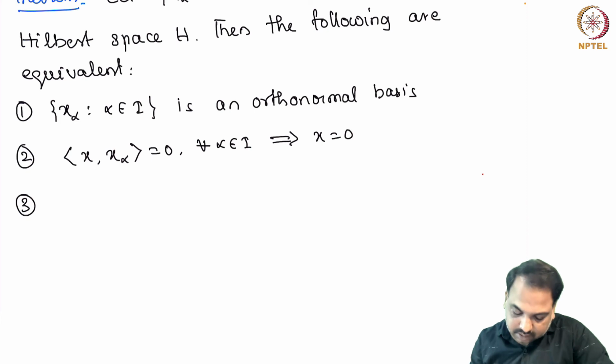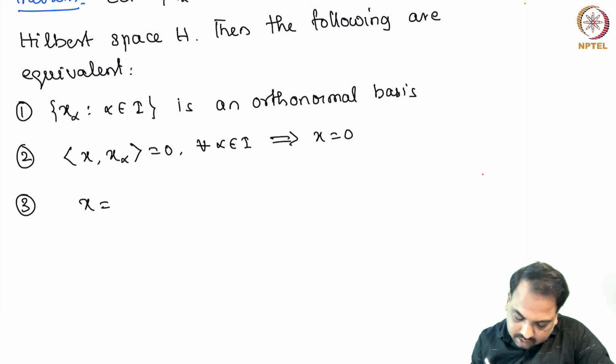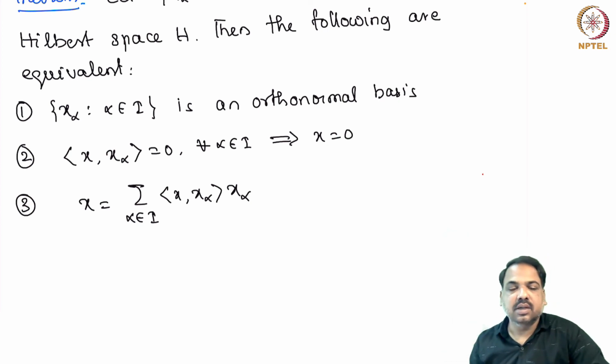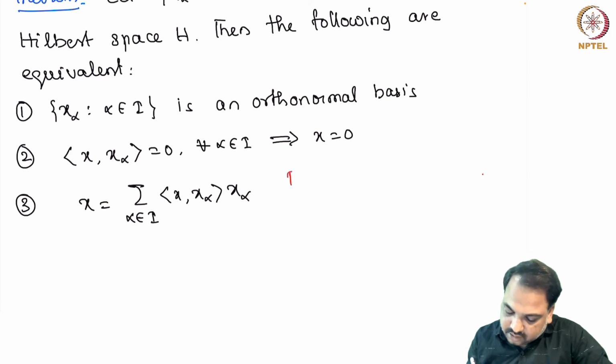The third condition says that x can be written as summation over alpha in I of the inner product of x with x_alpha multiplied by x_alpha. So that means we can express x using this series. This series is known as the Fourier series of x.